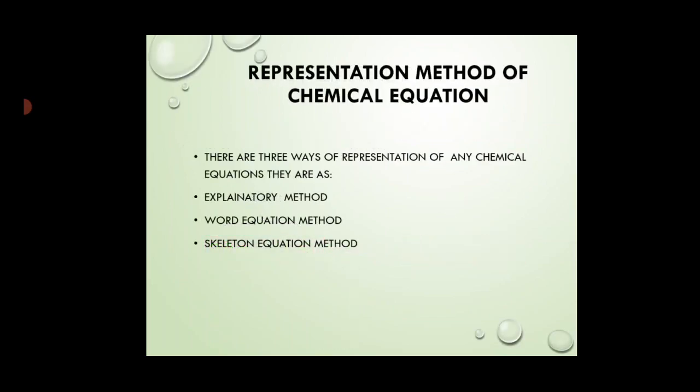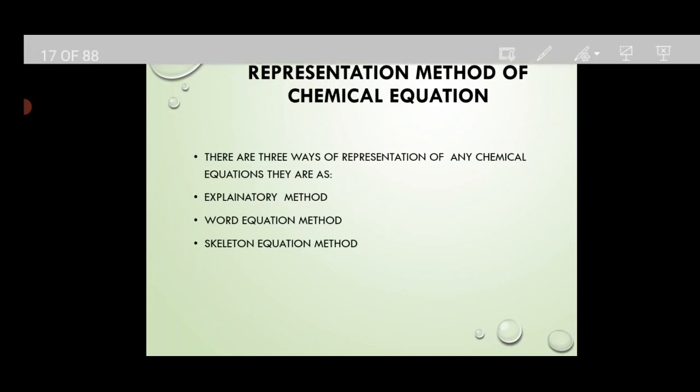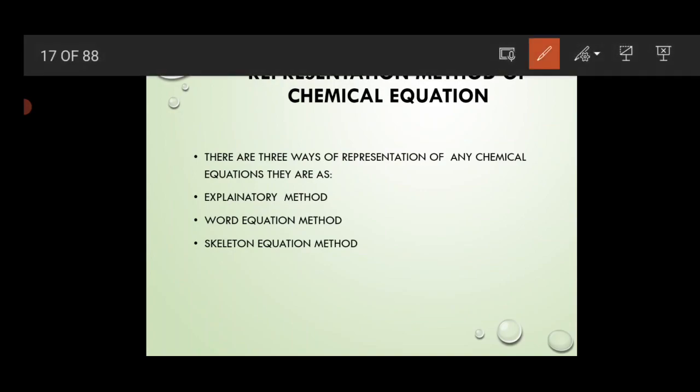Now the representation methods of a chemical equation. What are the representation methods of a chemical equation? Basically there are 3 ways by which we can represent any chemical equation. What are they? First method is explanatory method. Second method is word equation method. Third method is skeleton method.